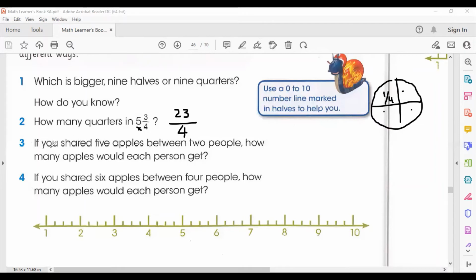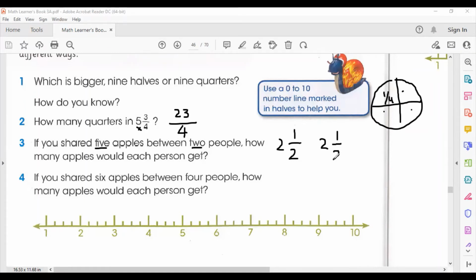Okay, if you shared 5 apples between 2 people, how many apples would each person get? We have 5 apples and 2 people. First we give 2 apples to one person and 2 apples to the other. So 2 plus 2 is 4. This is the first person, this is the second person. But we have 5 apples, so the last one we cut in half. Half means 1 by 2, quarter means 1 by 4. Half goes to one person and half goes to the other person.